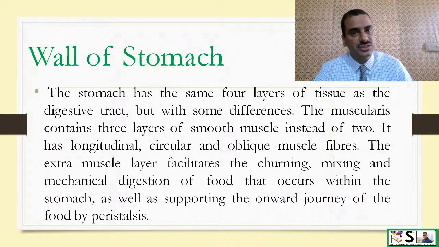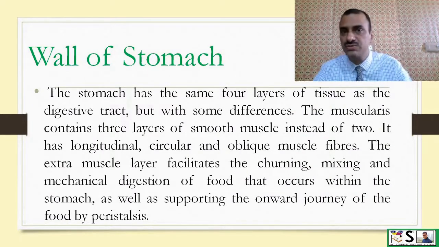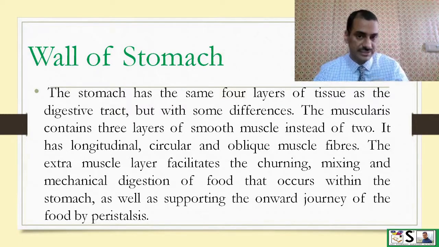Wall of stomach. What are the tissues which form the wall of the stomach? The stomach has the same four layers of tissue as the whole digestive tract, but with some differences. What are the differences? The muscular layer contains three layers instead of two layers.